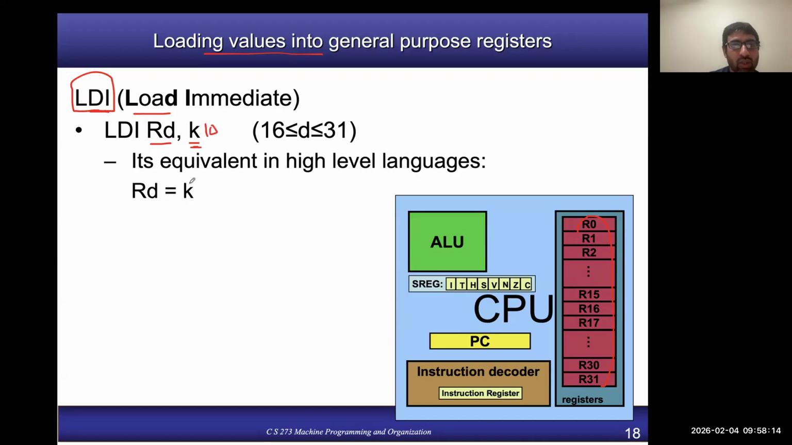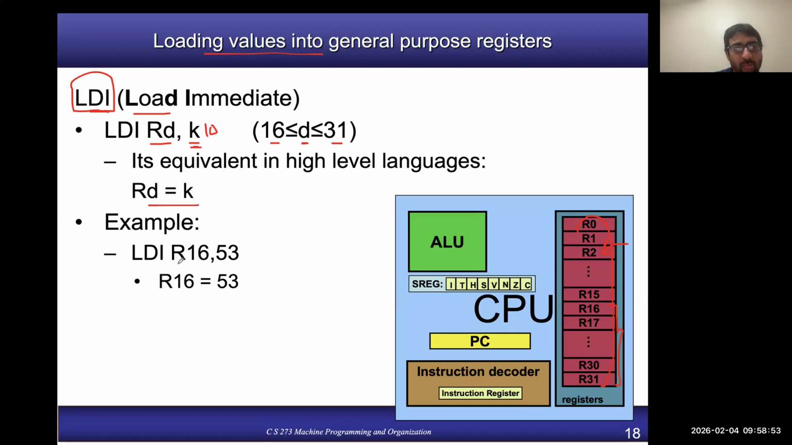The restriction placed on this instruction is that the register in which you can load the value can be any register from R16 to R31. Using the LDI instruction, you cannot put a value into the R2 register. You can put values only in R16 to R31. When you execute this instruction, it is equivalent of saying RD equals K: put K into the destination register, and RD can be anything from R16 to R31.